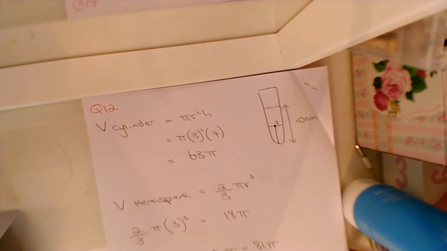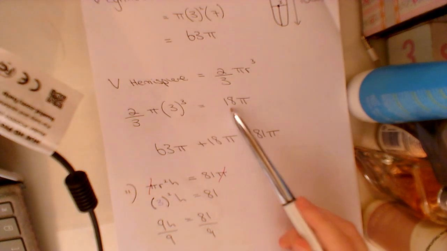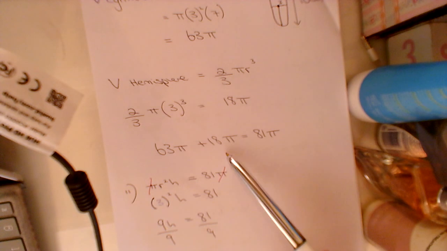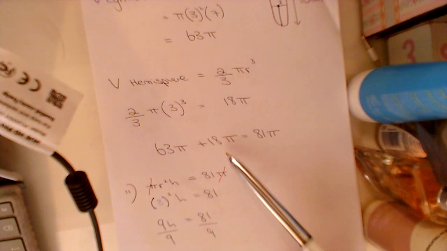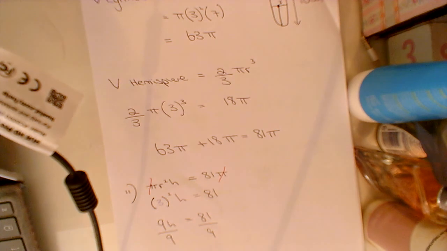My hemisphere, the formula is 2 over 3 pi r cubed, so I have 2 over 3 pi. My radius is 3 to be cubed and that's equal to 18 pi. So then the total volume of water is going to be the two figures added together, 63 pi plus 18 pi, and I get 81 pi.